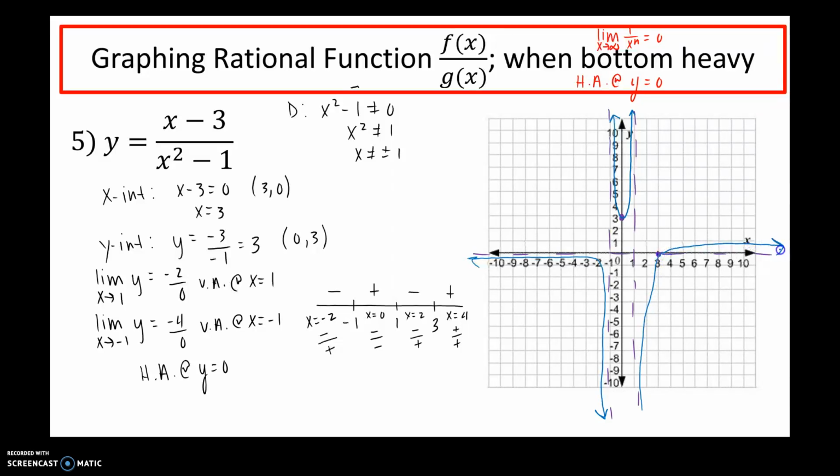But I know that I can't just let this go on forever. I can't let the arrow go up. The arrow has to approach 0 because that's what my horizontal asymptote is. Let's trace that again. And these are just simple sketches, right? I just need you to have that general behavior correct.